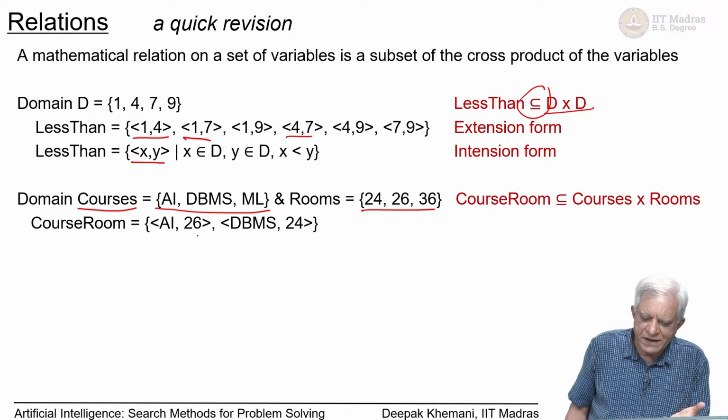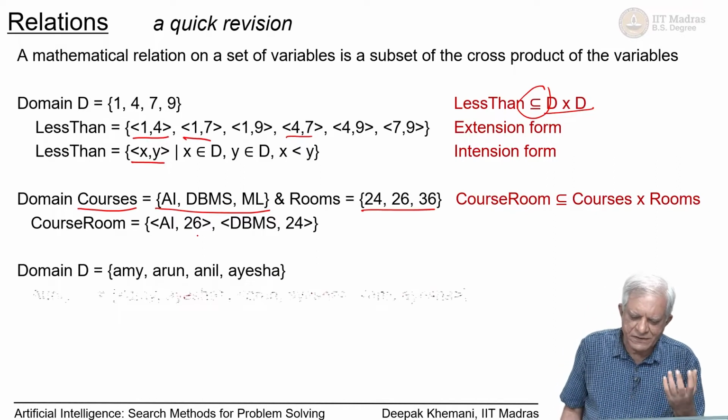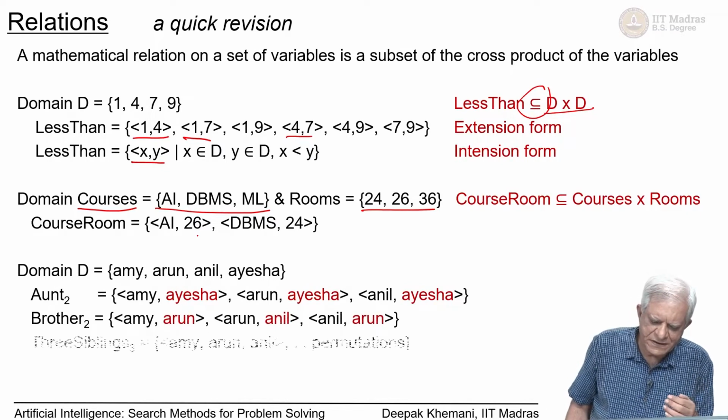What this relation that we have shown is only talking about AI and DBMS. It is saying AI is taught in 26 and DBMS is taught in 24. So, it is basically capturing the relation between courses and the rooms they are taught in.